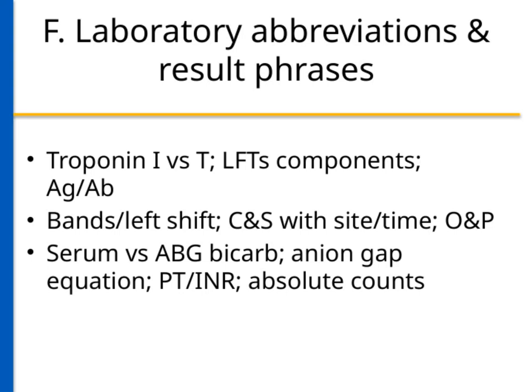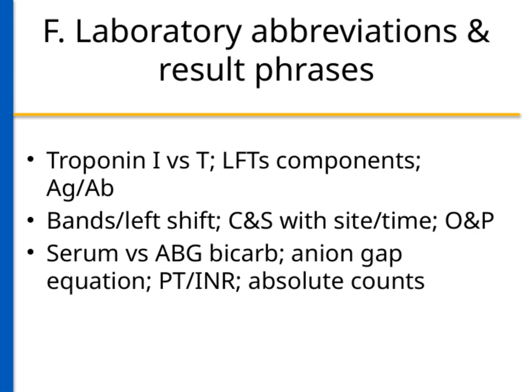Let's start by looking at troponin I versus troponin T. Both are key cardiac markers, but they have different clinical implications and testing nuances, so it's important to understand which one is being used in a given context. Next, we have LFT's components. These are liver function tests that include measurements like ALT, AST, ALP, bilirubin, and sometimes albumin. They help us assess liver health and identify possible hepatic injury or dysfunction.